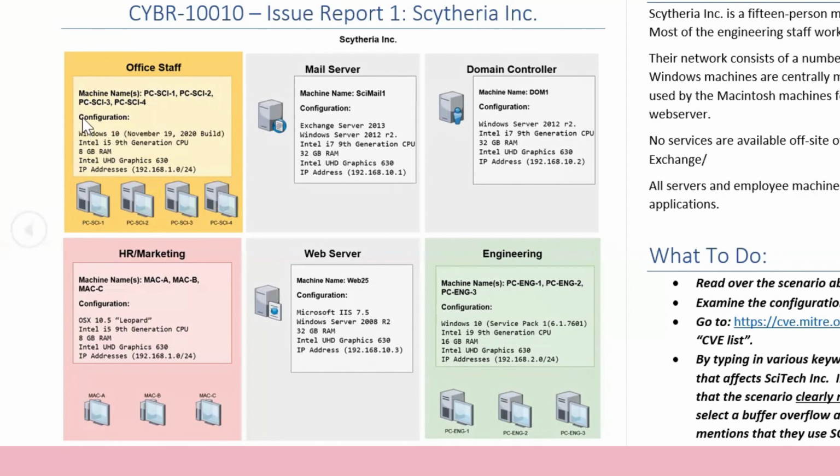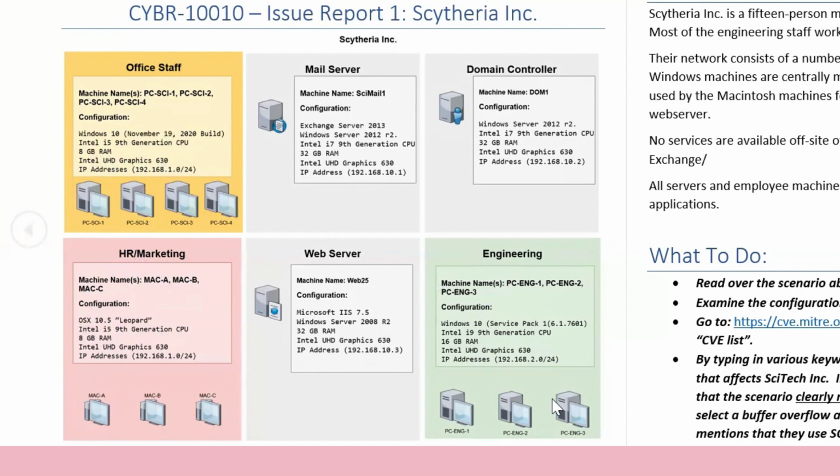The configuration we are looking at here is saying that these computers are Windows 10, November 2019, 2020 build. Then it's Intel Core i5, 9th generation CPU, then 8 gig RAM, Intel graphics. So it's giving us all the information we need about the office staff. The marketing people use MacBooks, for some reason, in this application. So Mac A, Mac B, Mac C. It's giving us the configuration of the MacBooks, 8 gig RAM also.